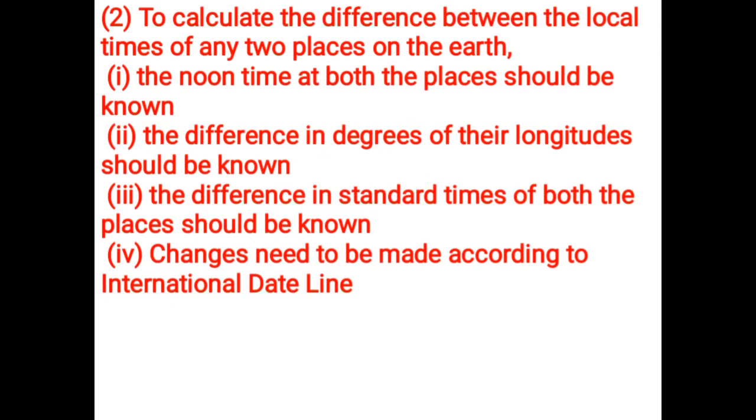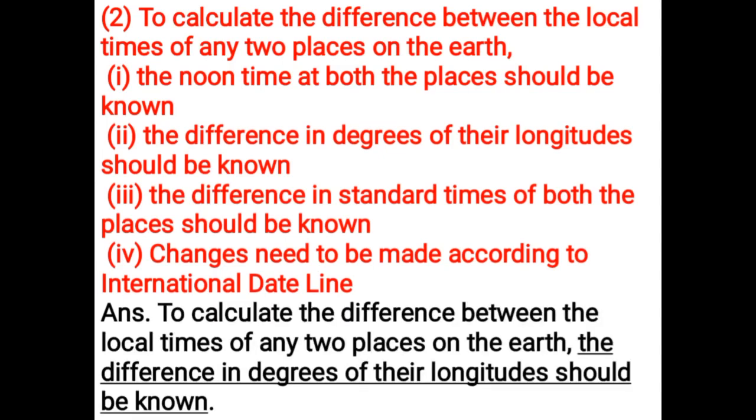To calculate the difference between the local times of any two places on the Earth, the noon time at both the places should be known. The difference in degrees of their longitudes should be known. The difference in standard times of both the places should be known. Changes need to be made according to international dateline. To calculate the difference between the local times of any two places on the Earth, the difference in degrees of their longitudes should be known.